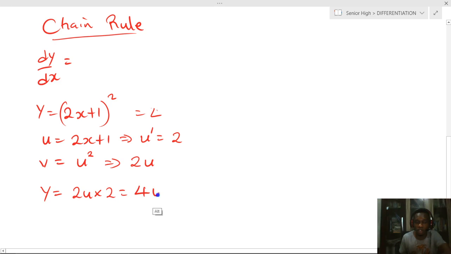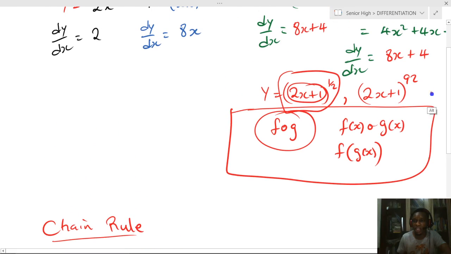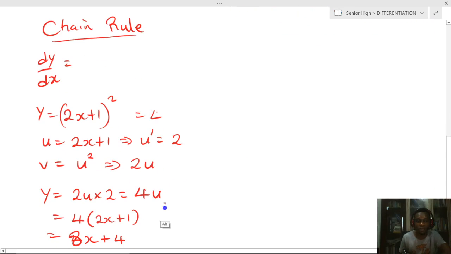We have 4u. But what's our u? Our u is 2x plus 1. So it's like saying 4 bracket 2x plus 1. If I open the bracket, it will be 4 times 2, 8x plus 4. And that is why we got our answer here as 8x plus 4. So that's what happens when you work with chain rule, the function of a function rule.